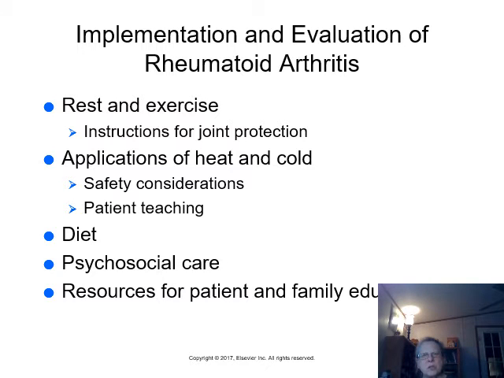Other implementation and evaluation for rheumatoid arthritis, once again, is rest and exercise. We're going to instruct them on joint protection, application of heat and cold, which once again helps soothe and improve circulation. Safety considerations, patient teaching, once again: not too long for the cold, not too long for the heat. What can we do for the diet, social care, what kind of family education should we be doing.